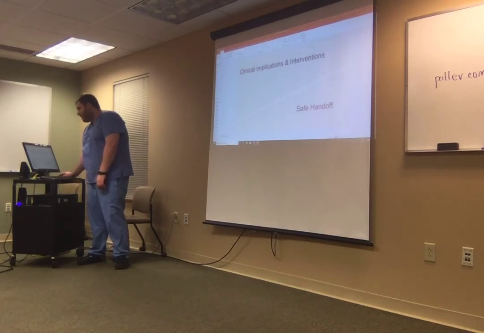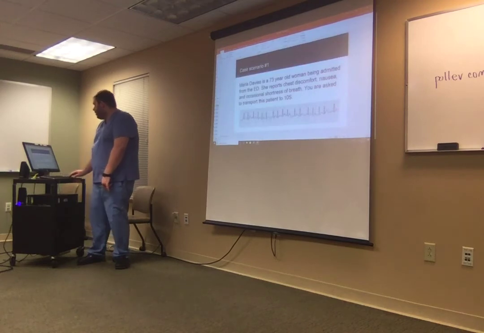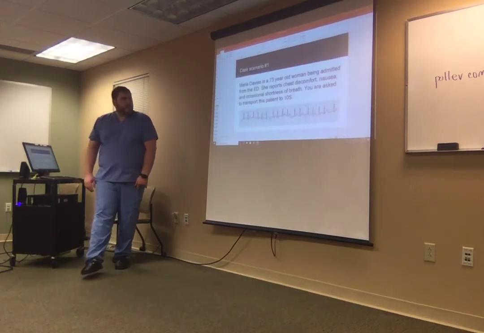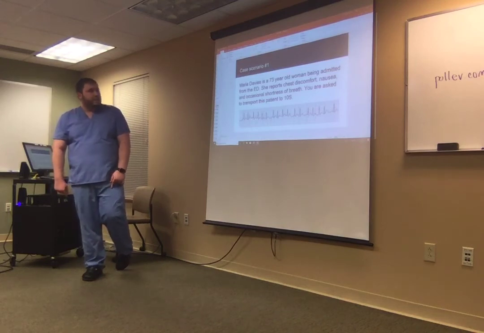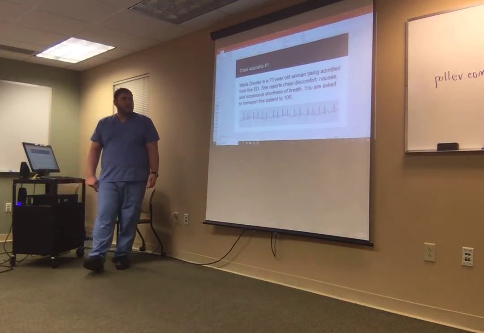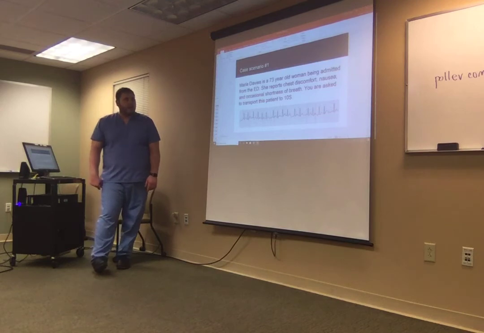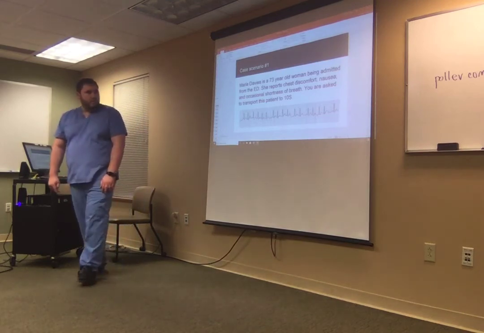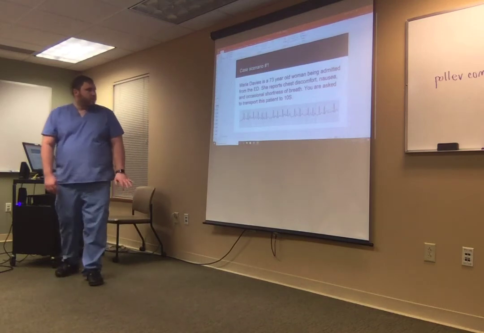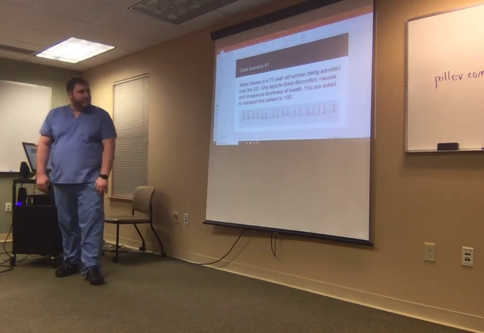So for these last few slides, we'll talk about a few cases, okay? So the first case, Maria Davies is a 73-year-old woman being admitted from the ED, and she reports chest discomfort, nausea, and some shortness of breath. You're asked to transport her up to 10 South. So looks like she's in a rapid AFib. How do we feel about that?